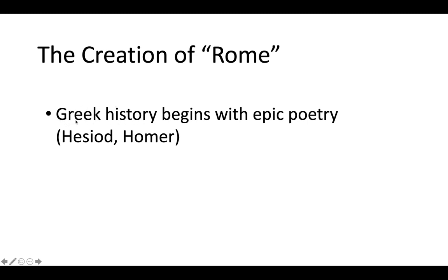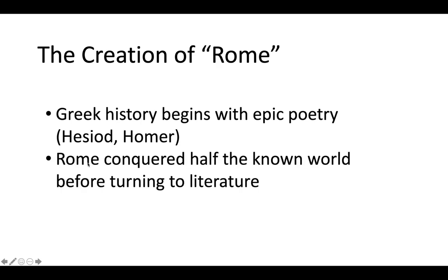Greek history, what we know about ancient Greece, begins with epic poetry. The earliest examples of what it means to be Greek are recorded in works of literature. Hesiod, Homer, you guys read these works. But Rome, as a political body, conquered half the known world before it turned to literature. So the artists thinking about Rome already had a sense of the importance of what Rome was politically, militarily, and economically, and they wanted to embed their literature with that sense of the importance of Rome. So there's a very self-conscious understanding of what it means to be a part of Rome embedded in Roman literature.